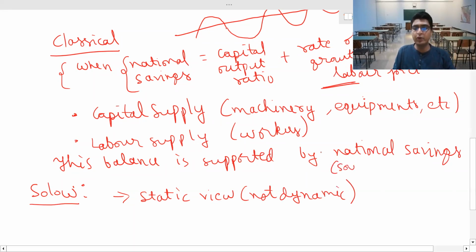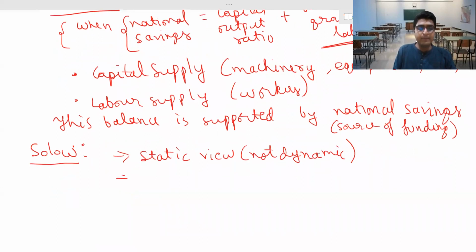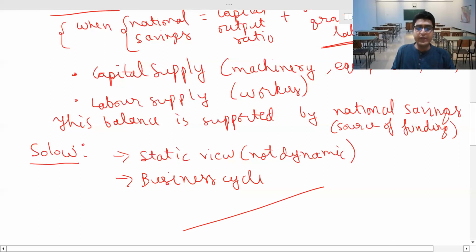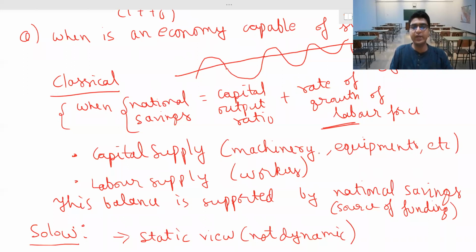And their national savings are the source of funding. Okay, so it is a static view, it is not dynamic. And the thing is, business cycles keep on happening in the economy. So that means things keep on changing over time, and this theory doesn't even consider that, okay? So this equation can hold at a particular time and it won't hold again. So it will keep on changing. The economy will be in a constant state of equilibrium and disequilibrium. At some point it will hold, at another time it will not hold. So it doesn't answer all the questions with regards to constant growth, okay?